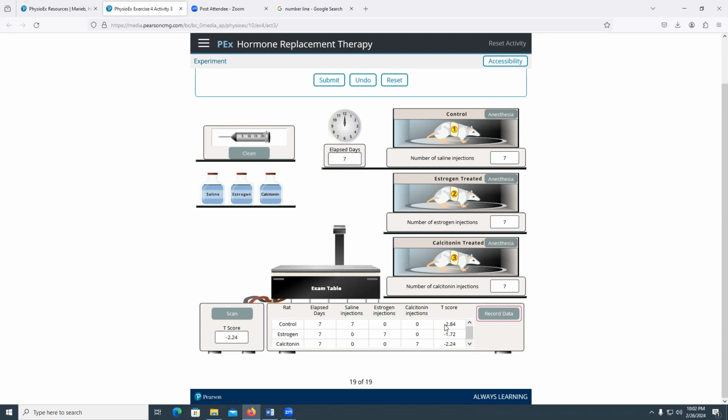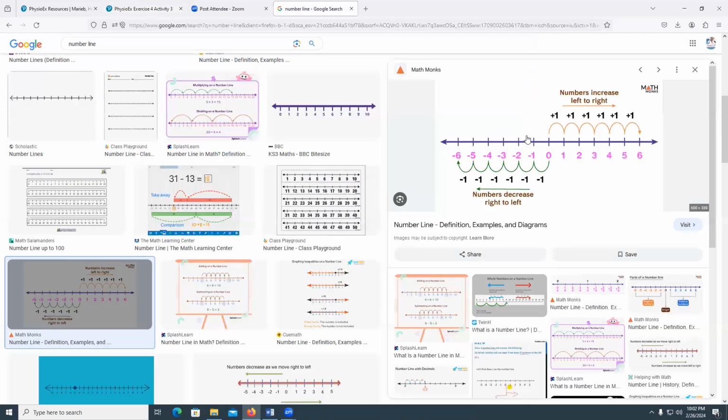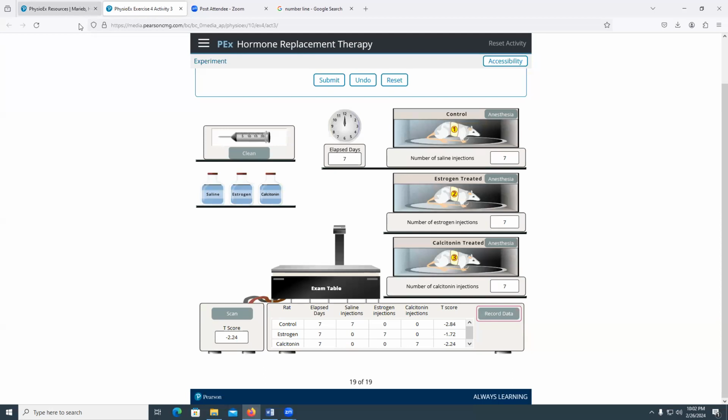So we want to increase the rat's vertebral bone density. So the more negative we are, meaning the more we move to the left, the better. So this is my control group. My control group had a T-score of minus 2.84. Which one of the two treatments is closer to my control group? It is actually the calcitonin. So the calcitonin is more negative than the estrogen. So that shows you that calcitonin is more effective in building bone mass.